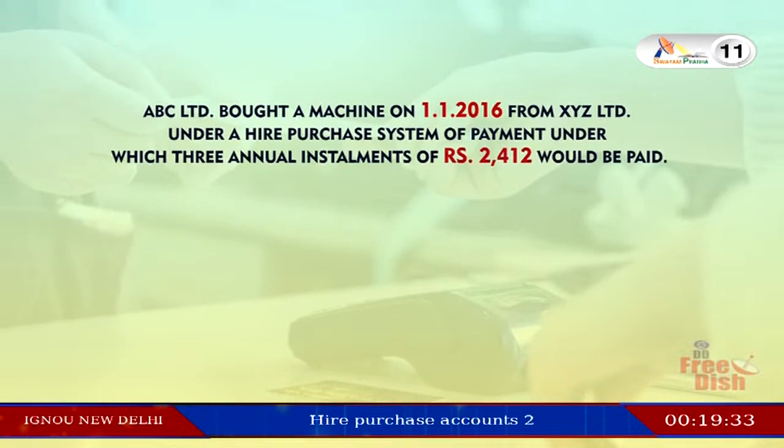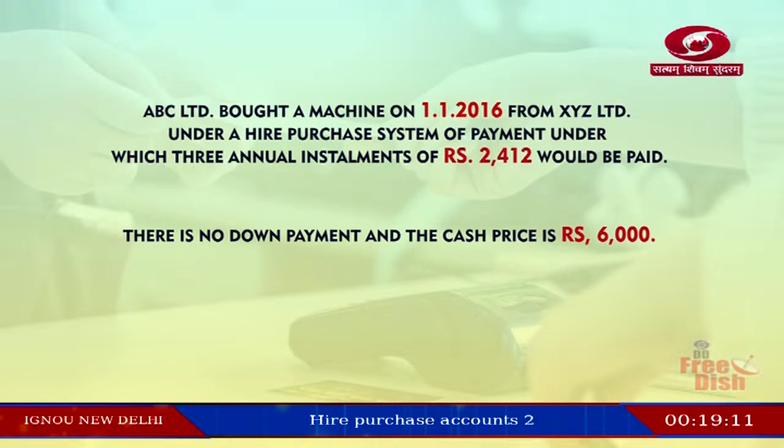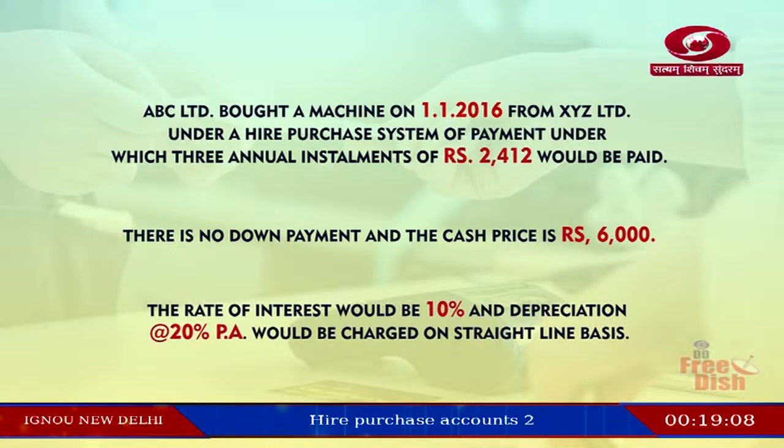Here is a question from XYZ Limited under a hire purchase system of payment, under which 3 annual installments of rupees 2412 would be paid. There is no down payment and the cash price is rupees 6000. The rate of interest would be 10% and the depreciation rate would be 20% per annum, charged on a straight line basis. So here the depreciation would be charged as per the straight line basis. It means the amount of depreciation will remain the same over a period of time.